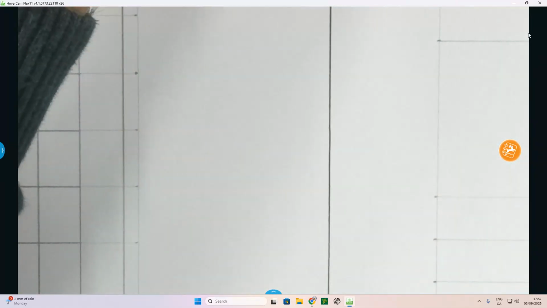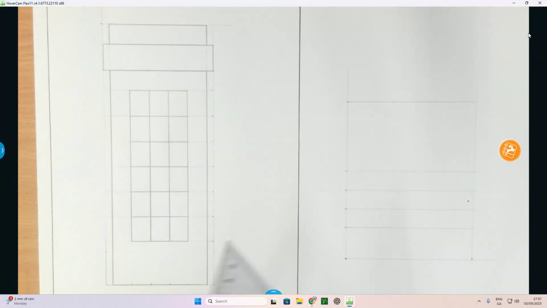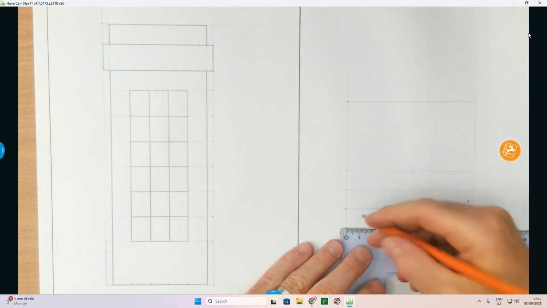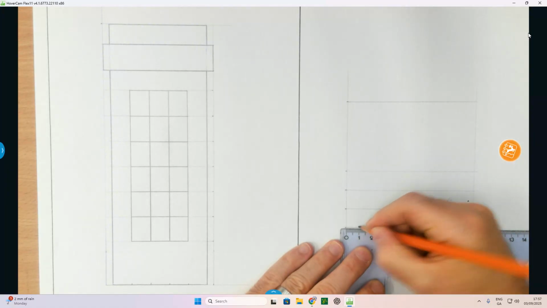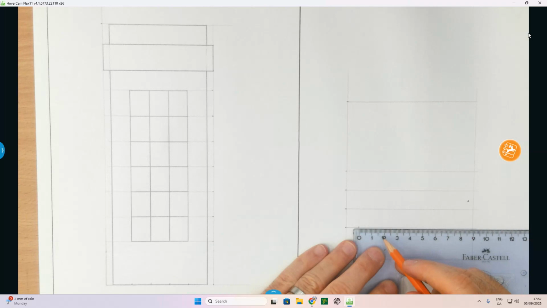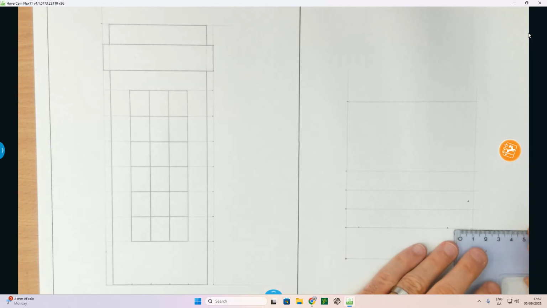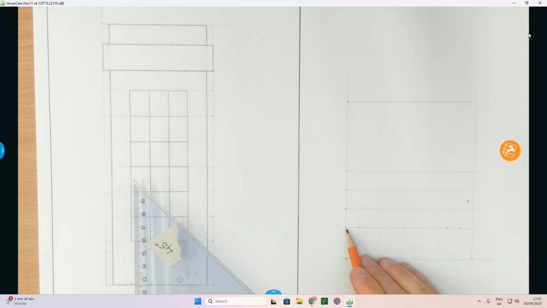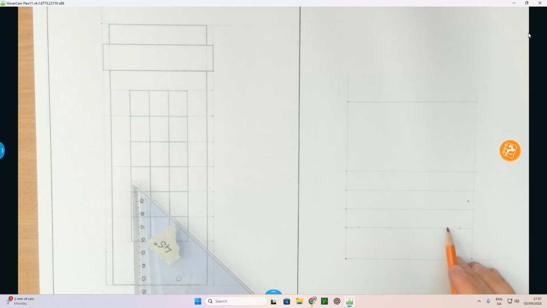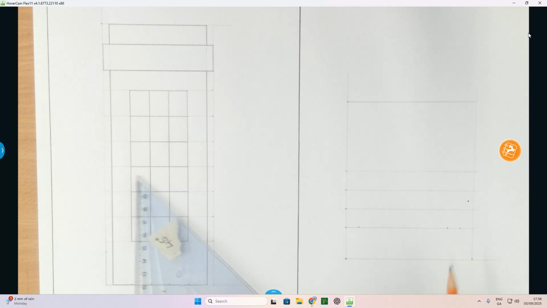So, to show you that there, on this line here, I'm going to measure in 10 to that mark, move the 0 over, measure 70, and from this mark here, measure back 10. So from the same line, measure in 10, and there we go. All I've done here is measure 10, and then from here measured 70 extra, and then from here measured 10 back.